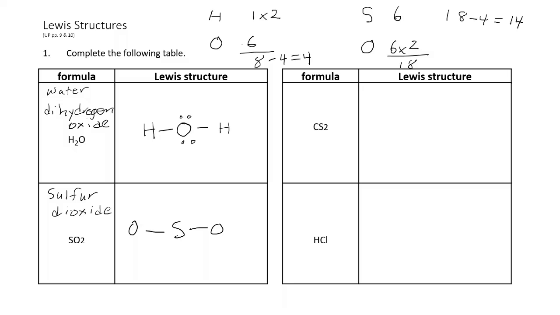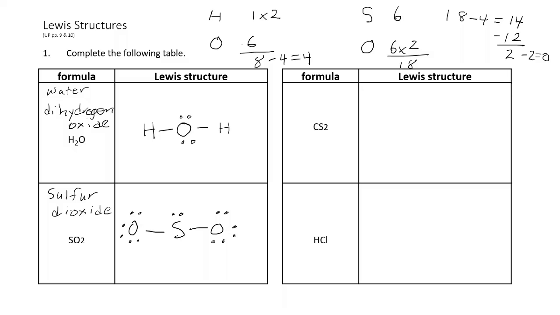I've got 14 left. 1, 2, 3, 4, 5, 6. Now that oxygen is stable. 7, 8, 9, 10, 11, 12. Now that oxygen is stable. So how many did I use? 12. I've got 2 left. I'll put them up here. Now I have no electrons left. None left. So notice the oxygens are stable, but this sulfur is not stable yet.